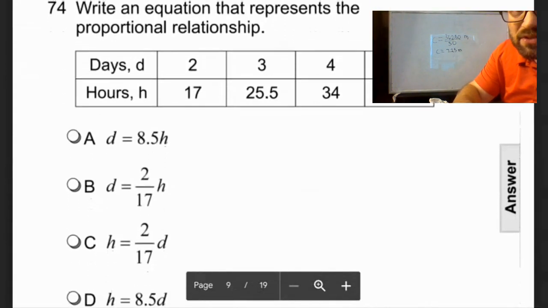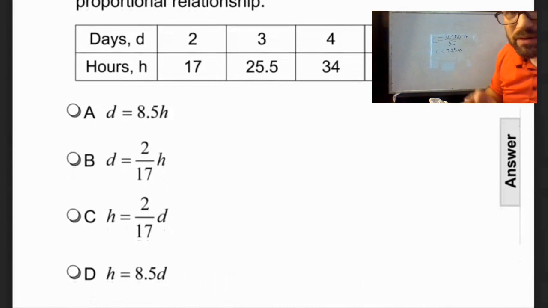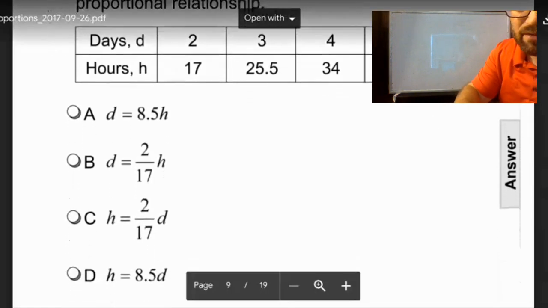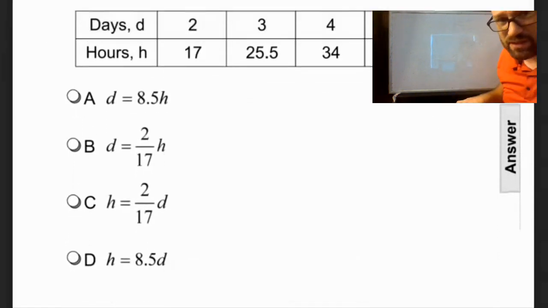Write an equation that represents this proportional relationship. Once again, remember, if you don't know it's a proportional relationship, divide each one to make sure. Now, in this case, we have days and hours. This one's a little bit different because we have time for both of these. So we're going to have to figure out what generally is our X and our Y.